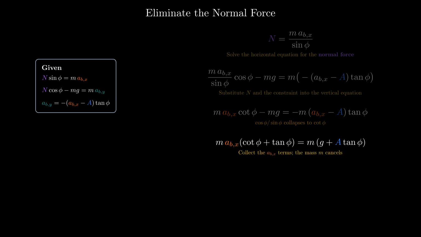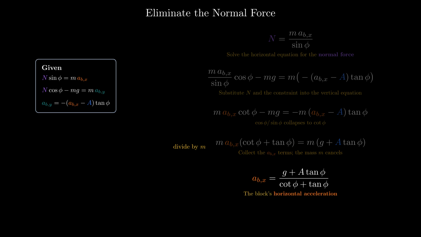Now gather every a sub bx term on one side. The horizontal acceleration factors out against cotangent of phi plus tangent of phi, and the mass cancels. Solving gives the answer. a sub bx equals g plus capital A times tangent of phi, all divided by cotangent of phi plus tangent of phi.